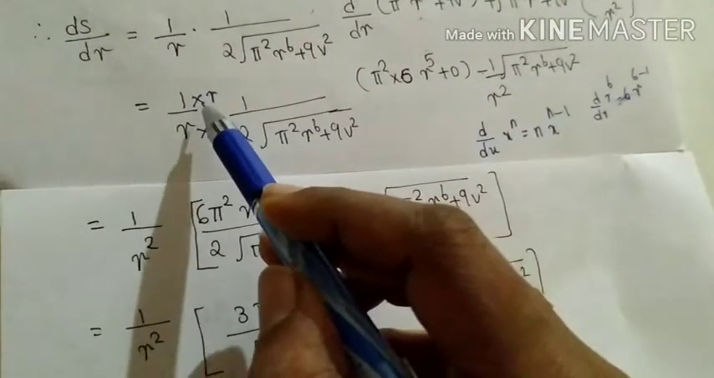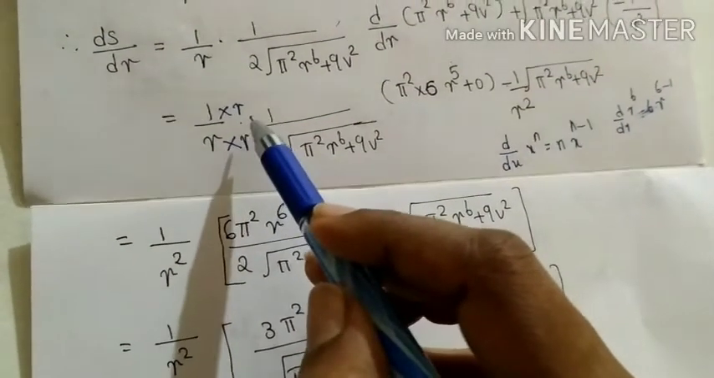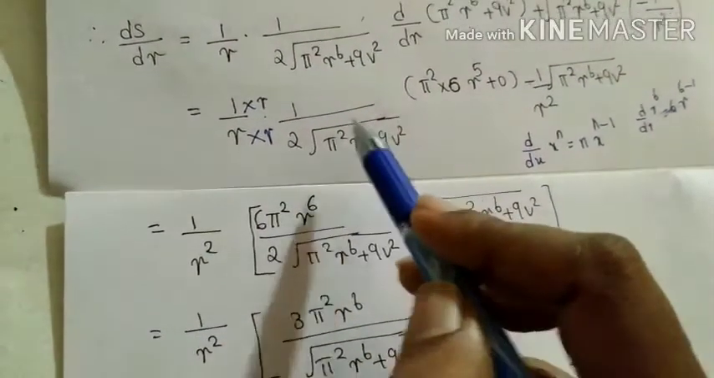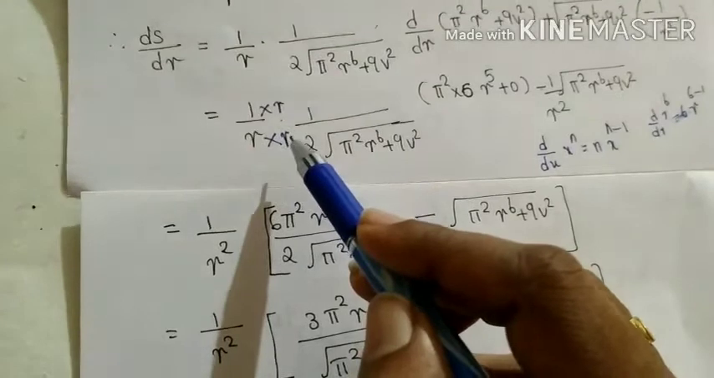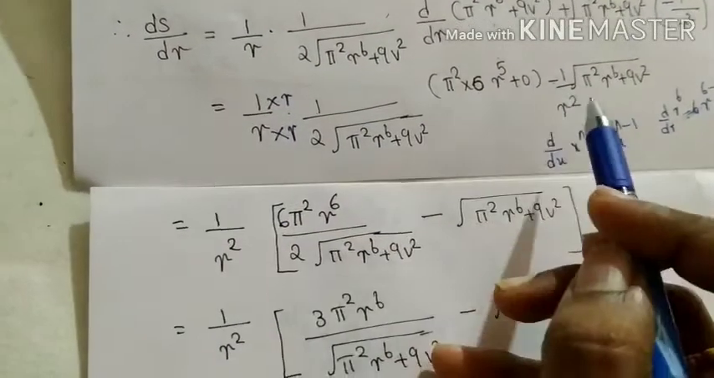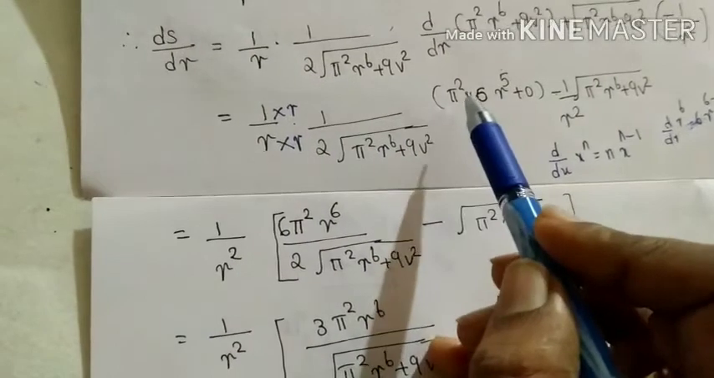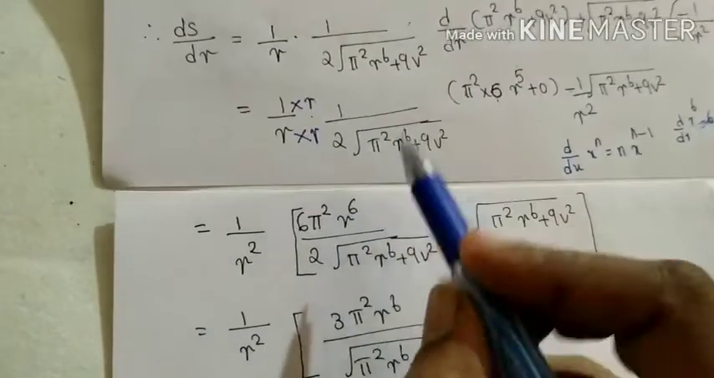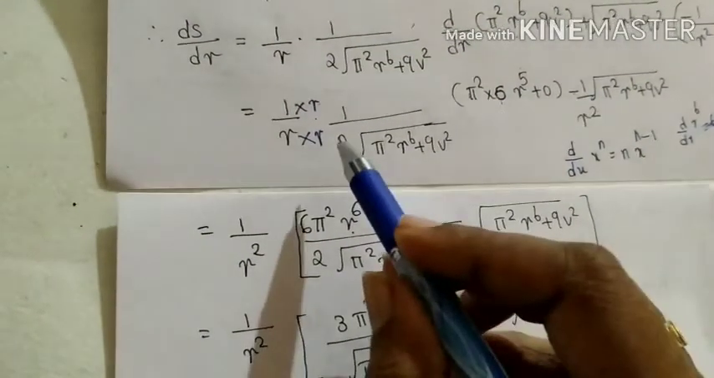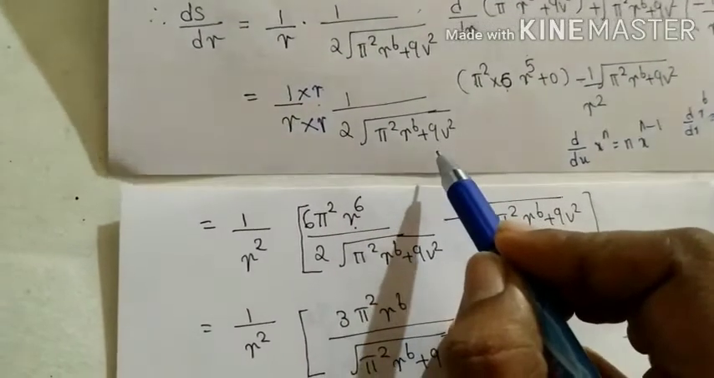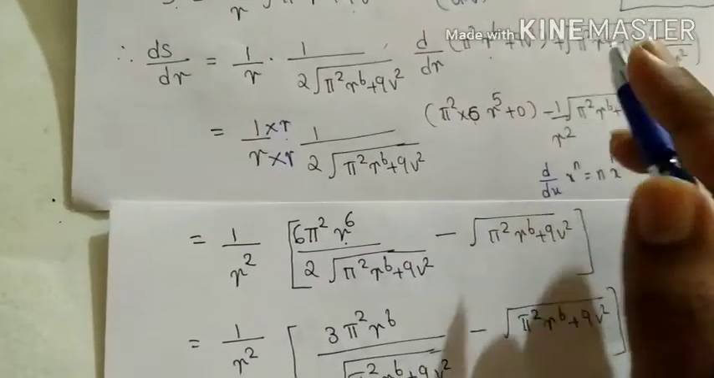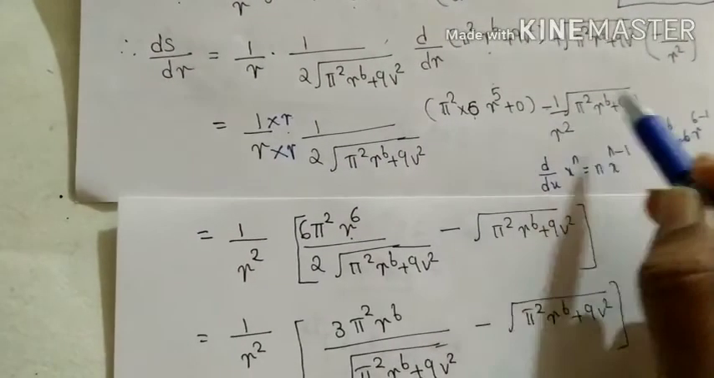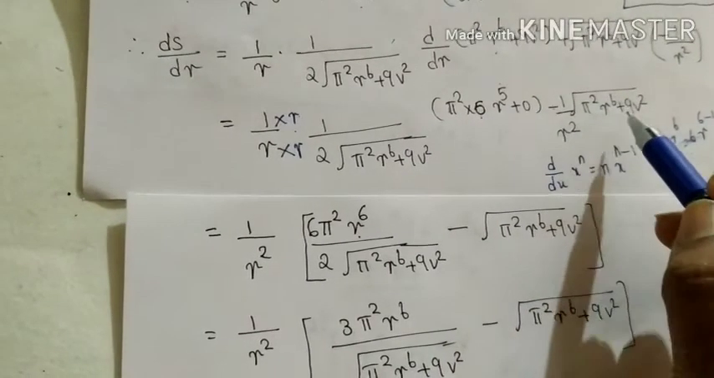Multiplying this r on numerator and denominator, this part of the question will become 1 by r square. So by taking this 1 by r square on both sides, we get 6 pi square r raised to 5 into this r will become r raised to 6, whole divided by 2 root of pi square r raised to 6 plus 9 v square. Okay, and minus also 1 by r square is taken outside, and the remaining term is root of pi square r raised to 6 plus 9 v square.